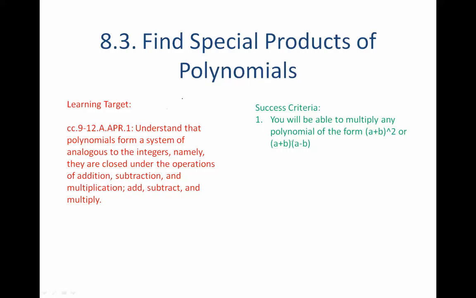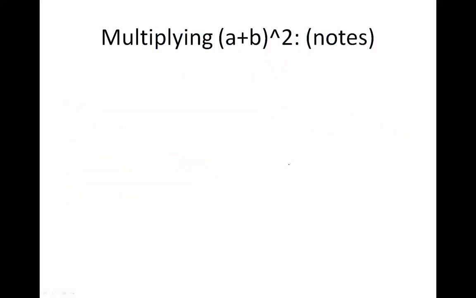This is section 8.3. We are finding special products of polynomials, and we're going to be multiplying polynomials again, just like we did in the last section, except this time we're going to do two very special forms of these, and that would be (a + b) squared and (a + b) times (a − b). So let's jump right into it. Multiplying (a + b) squared.